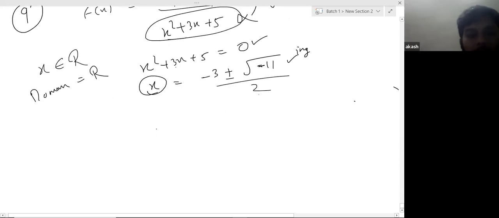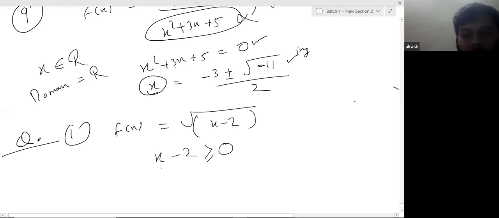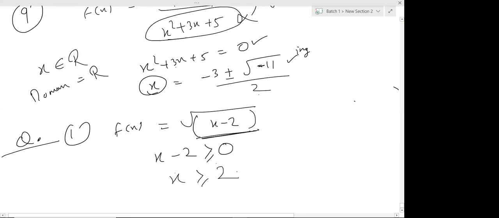See, this is one type of question where you have to check the denominator. Another type is f of x equals under root x minus 2. We know that under root doesn't like negative numbers, it becomes complex. So whenever you see under root and the question is asking for the domain, always keep the whole quantity inside the root as greater than or equal to 0, because under root wants either 0 or positive numbers. So x should be greater than or equal to 2.